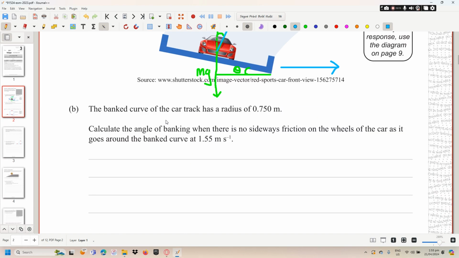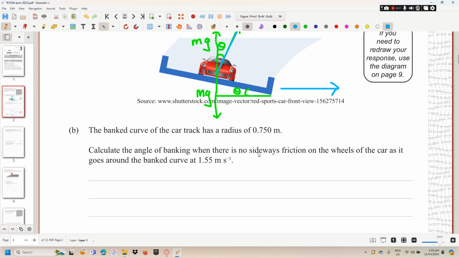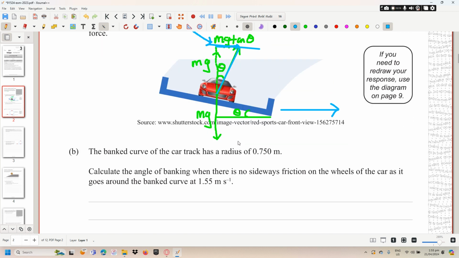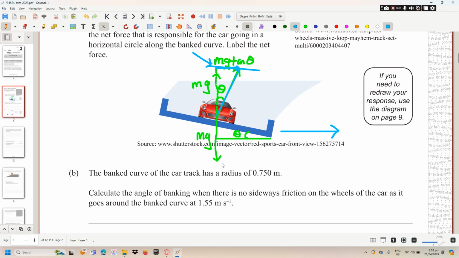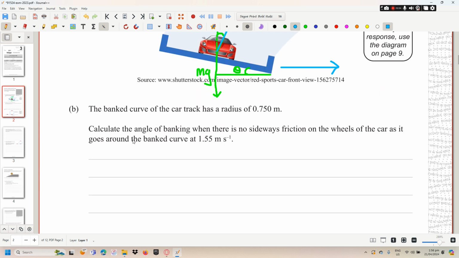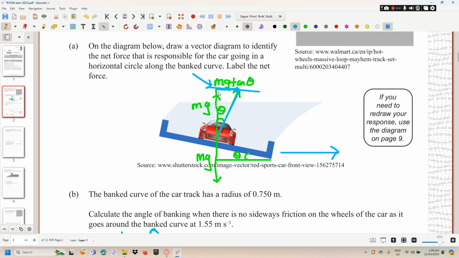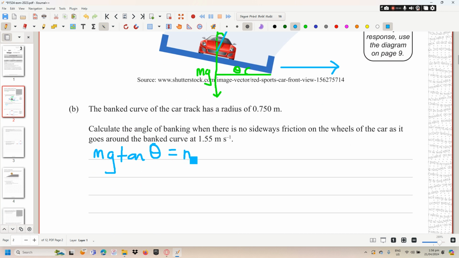But whatever. The banked curve of the car track has a radius of 0.75 meters. Calculate the angle of the banking, if the car goes around the banked curve at 1.55 meters per second. Okay, so what you have to identify here is that this horizontal component is equal to the centripetal force that causes the car to go around the circle. So what we're saying is mg tan theta, this horizontal component, is equal to the centripetal force, mv squared over r.